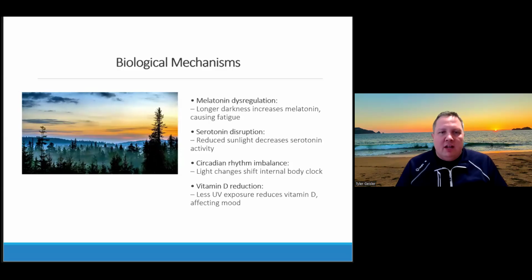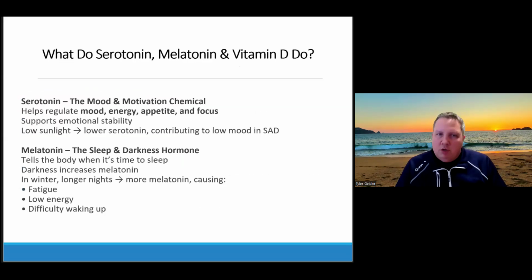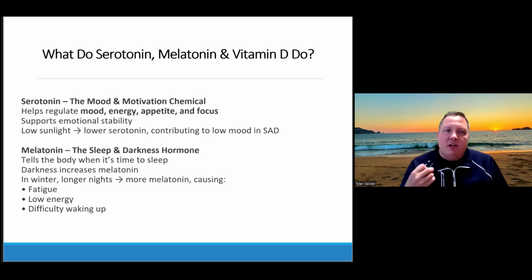Vitamin D reduction: less UV exposure reduces vitamin D, affecting mood, right? We're going to talk about that a little bit more. It's like serotonin, like we said a little bit earlier, it helps with your mood and your motivation, right? So if you have serotonin pumping through your body, you're going to be a more motivated individual. You're going to have mood stabilization. You're going to have more energy. You're going to have a bit more of an appetite and a focus, right?